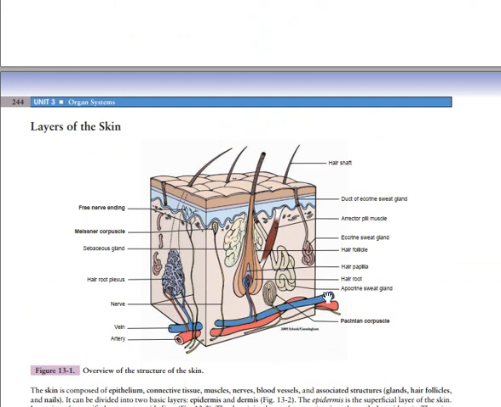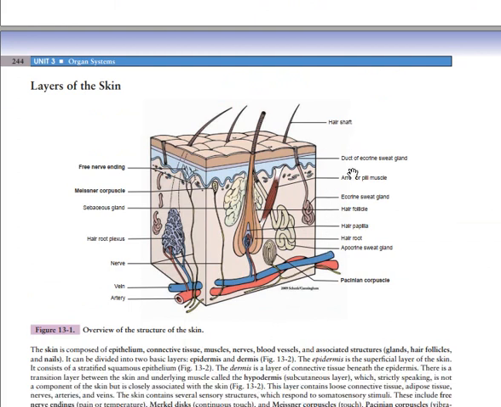The Merkel discs develop from the neural cells in the ectoderm. So now the next one are the layers of the skin. These are the different layers of the skin. You can visualize the epidermis, the dermis, and the hypodermis. The epidermis is made of keratinized stratified squamous epithelium. Then we have the dermis. Inside the dermis you have the eccrine sweat gland that has its secretion onto the skin. Then we have the apocrine sweat gland that has its secretion into the hair follicle.